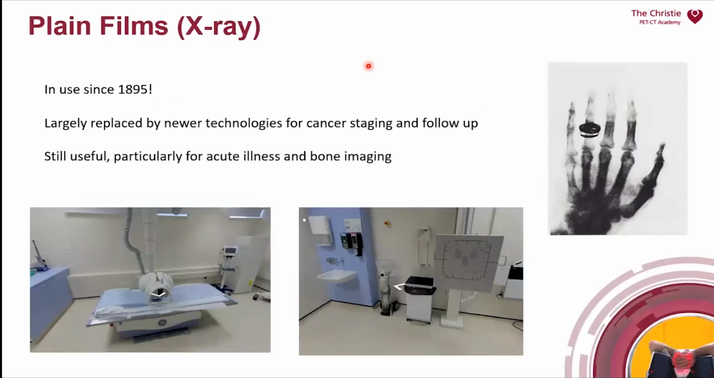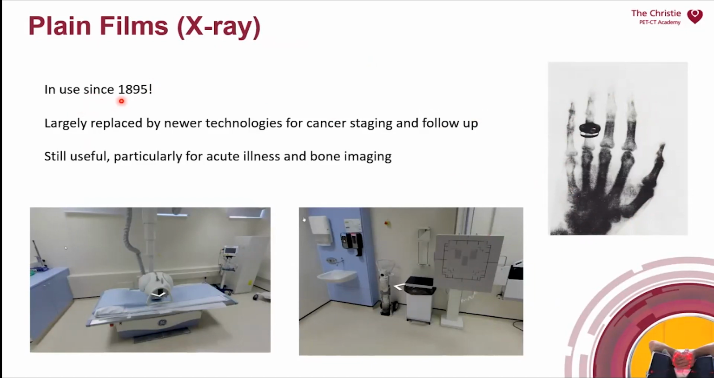Let's look quickly in a bit more detail at the different types of imaging technology, the imaging modalities that we have. Plain films, or X-rays as they're generally called, have been in use for a really long time. The first X-rays, of which this is one, the professor who discovered them took a picture of his own hand, and it became very famous. They've been around since 1895.